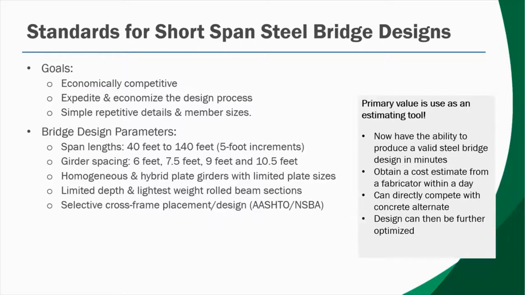lengths ranging from 40 feet to 140 feet in 5-foot increments. For each of these increments, four different girder spacings were utilized, and for each of those increments, four different girder options were designed, two plate girder options and two rolled beam solutions. For each of these options, a full short span steel bridge design was completed. From the bearing to the deck, every fabrication detail, plate size and associated dimension has been provided to the user for preliminary design.